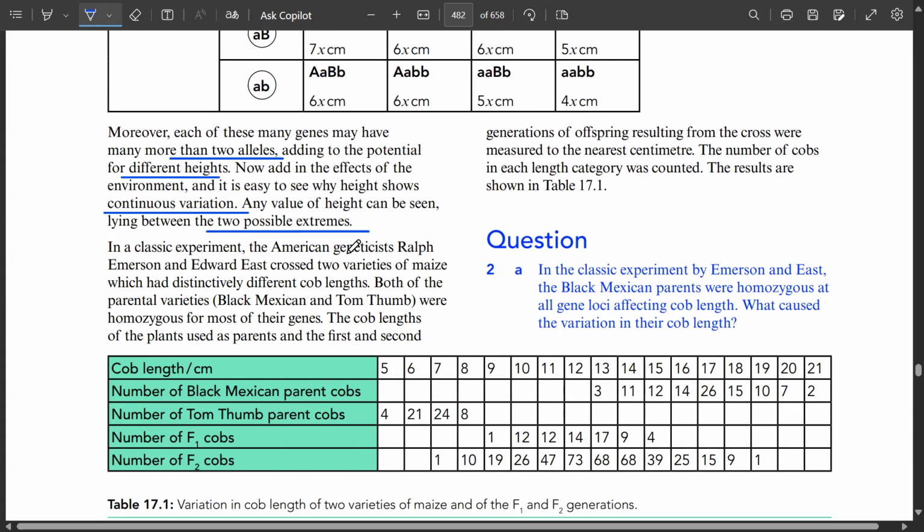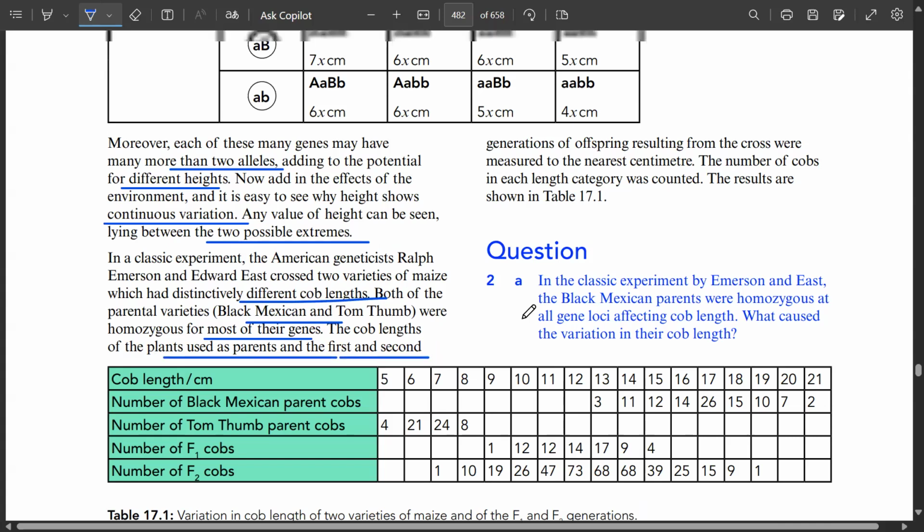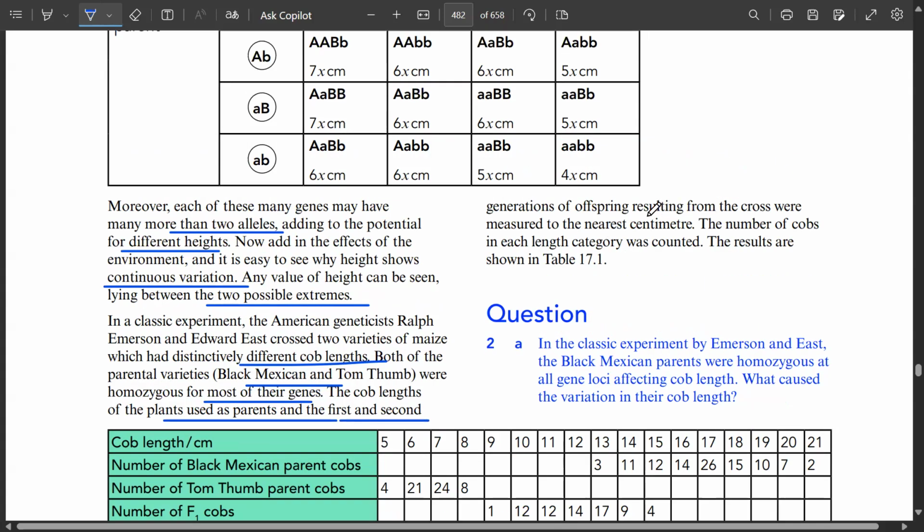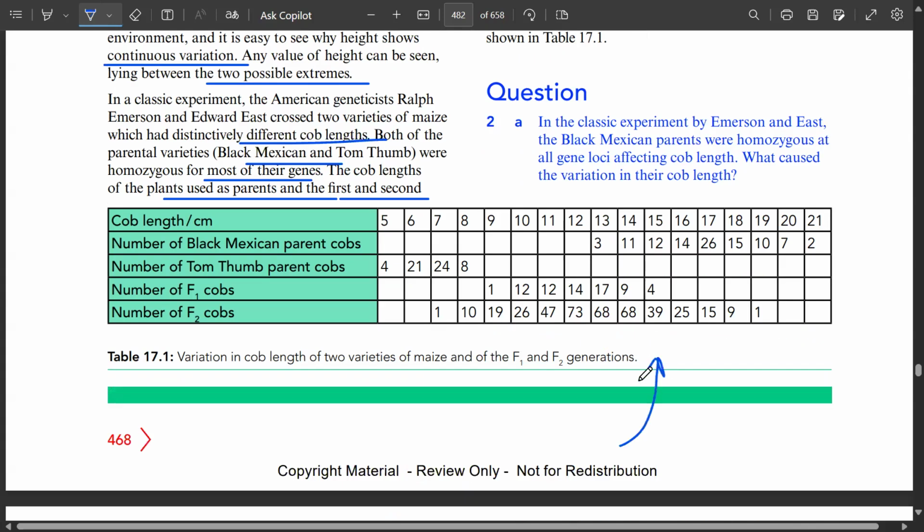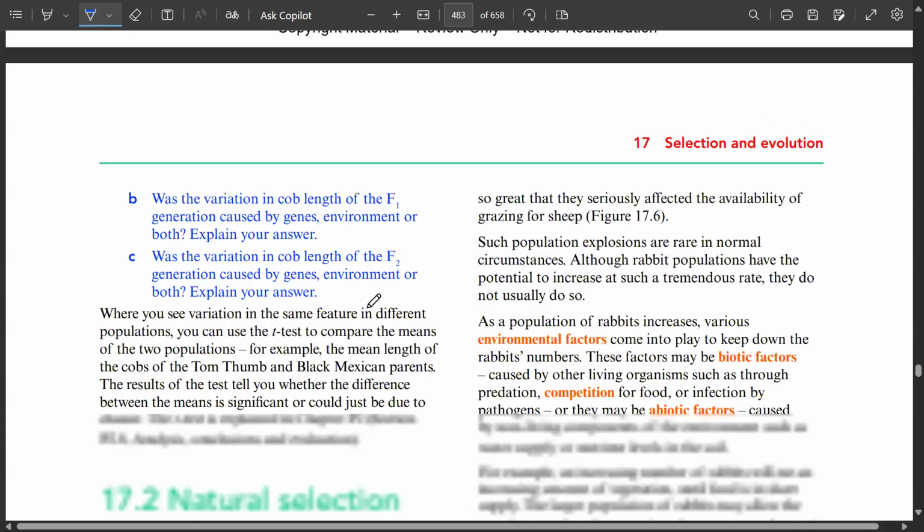In a classic experiment, American geneticists Emerson and Edward East crossed two varieties of maize which had distinctively different cob lengths. Both of the parental varieties, Black Mexican and Tom Thumb, were homozygous for most of their genes. The cob lengths of the plants used as parents, and of the first and second generation of offspring resulting from the cross, were measured to the nearest centimeter, giving results in their F1 generation and their F2 generation.